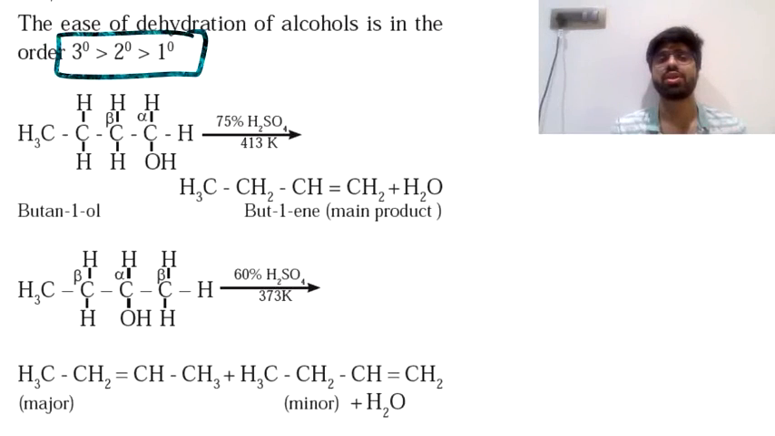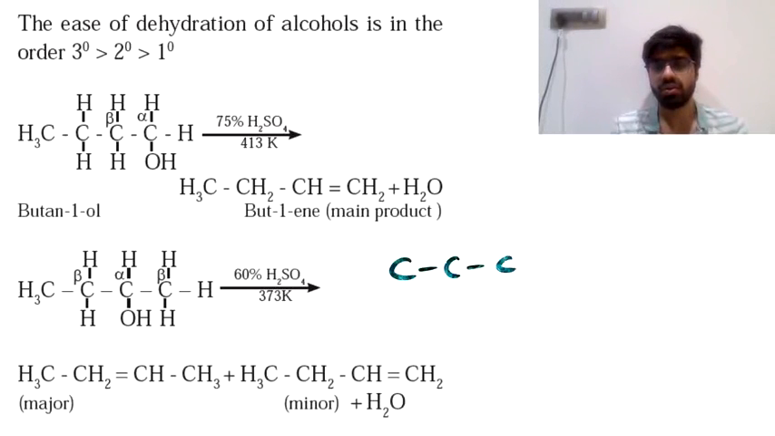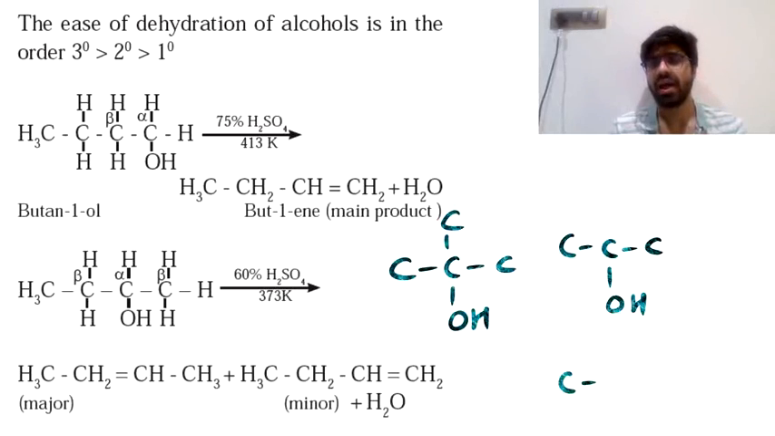So why is a tertiary alcohol dehydrated in the easiest manner? The answer is very clear: inductive effect. If you talk of a tertiary alcohol, that is OH attached with a tertiary carbon atom. If you talk of a secondary alcohol, that is OH attached with a secondary carbon atom. And if you talk of a primary alcohol, that is OH attached with a primary carbon atom.